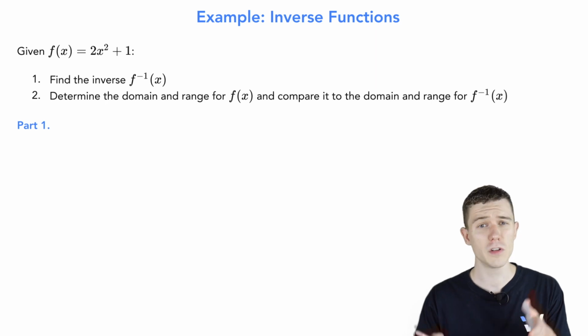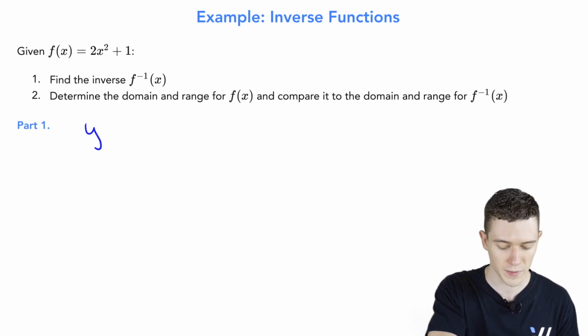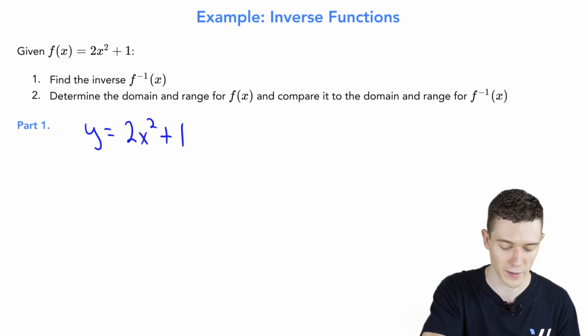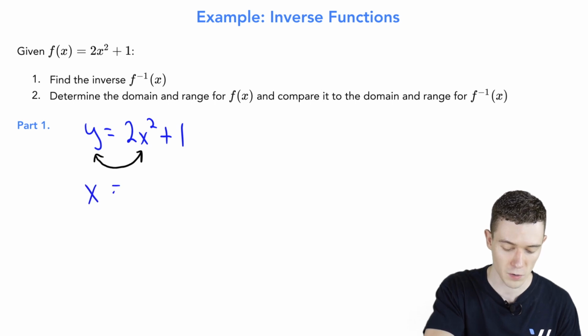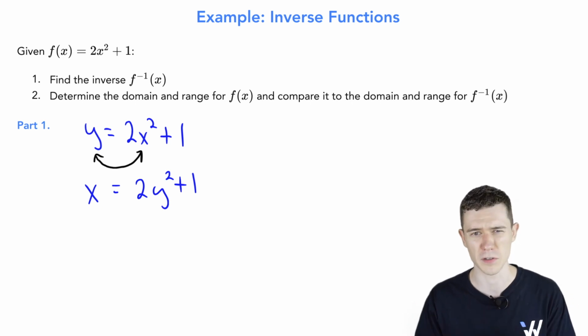Here we have a function, we'd like to find its inverse and maybe talk about the domain and range. Write this as a y equals, and the reason I do that is because inverse means switch x and y. Everywhere we see a y, we'll write x. Everywhere we see an x, we'll write y. This should now be x equals 2y squared plus 1, and now our job is to isolate y. That'll be our inverse function.